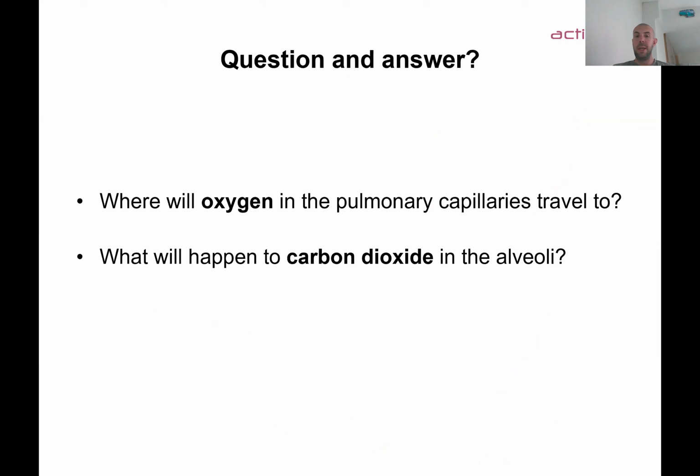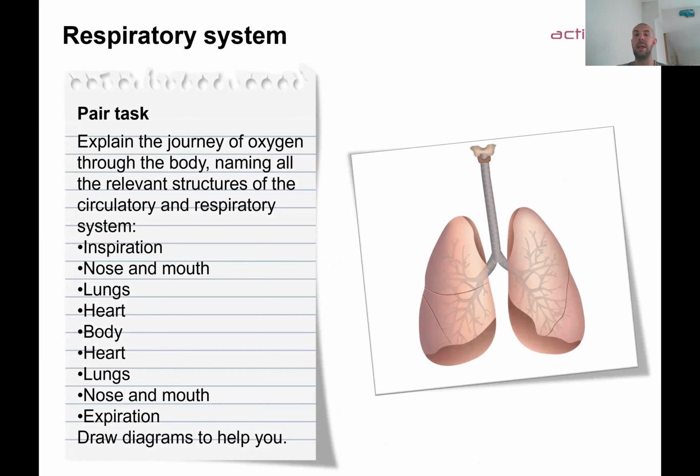So where will oxygen in the pulmonary capillaries travel to? It's going to get pumped around the body. Okay, so it's going to get pumped to working muscles to get used. And what happens to the carbon dioxide in the alveoli? Hopefully it gets distributed and taken back out of the body.